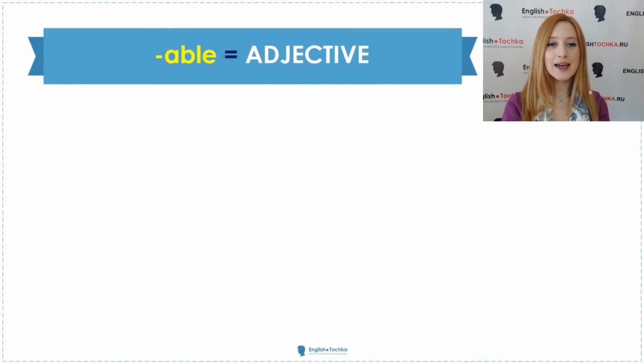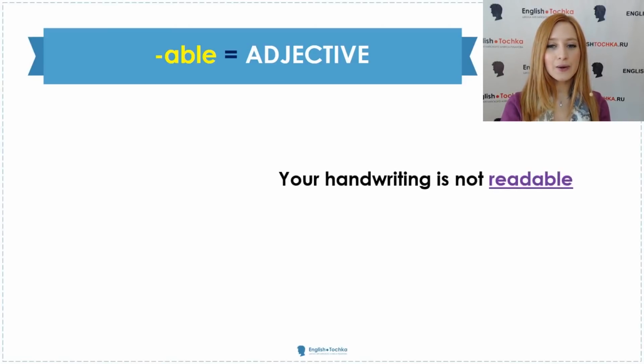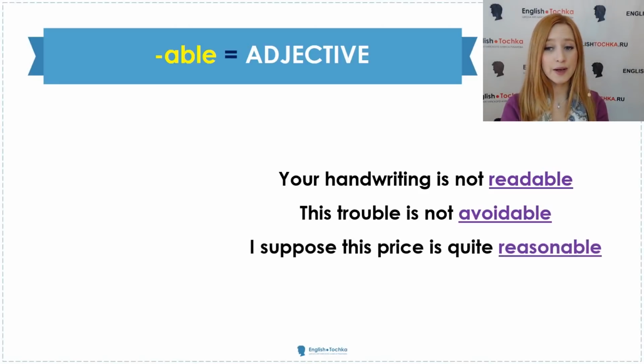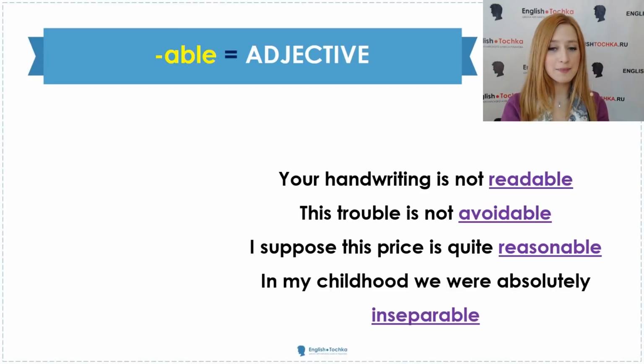So now let's talk about the able suffix. It means that it is an adjective, and it means that we are able to do it. For instance, your handwriting is not readable. It means I can't read your handwriting. This trouble is not avoidable, meaning we can't avoid this trouble. I suppose this price is quite reasonable. In my childhood, we were absolutely inseparable. No one could separate us.